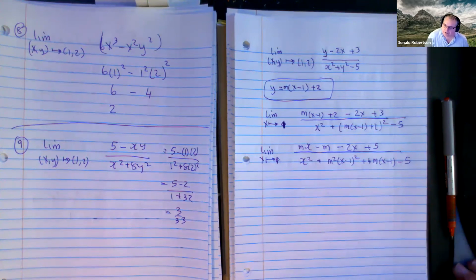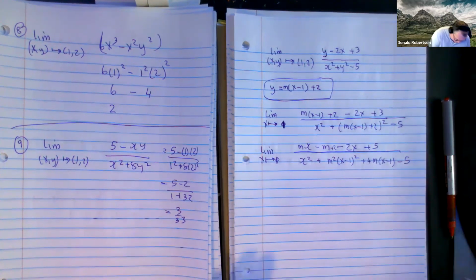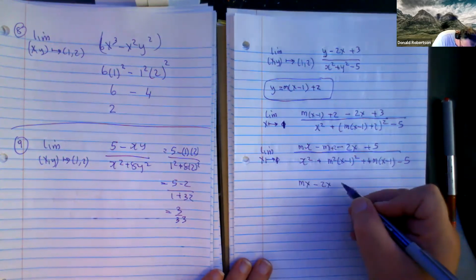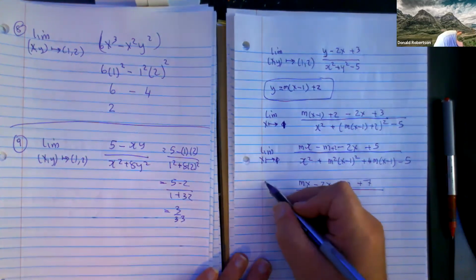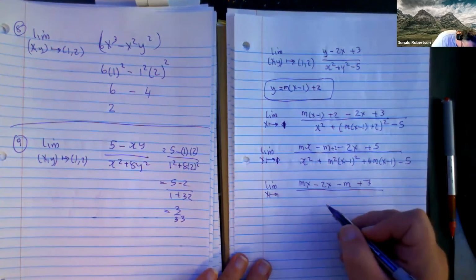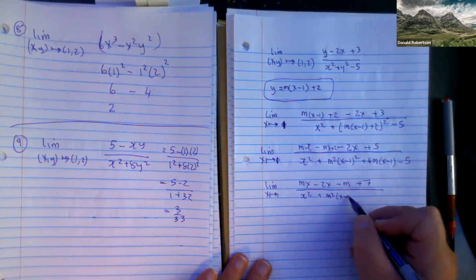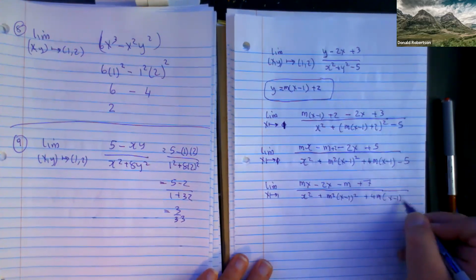Are we good so far? If I made a mistake, now's your chance to tell me, because I think I just noticed one. Isn't there a +2 on this? So I now have mx take away 2x, take away m, add 7. And I have an x squared, this guy squared, and I got that guy.